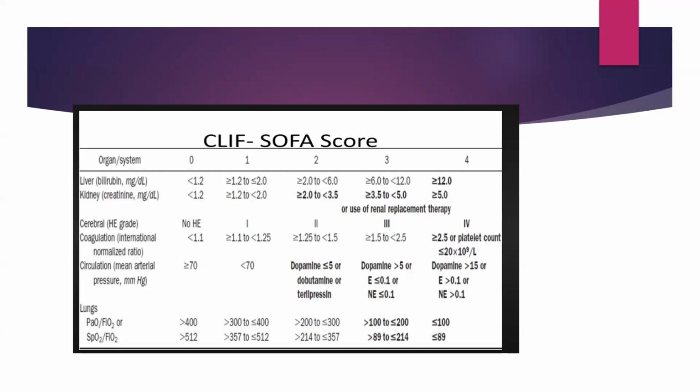Then creatinine: if the score is 0, then the creatinine should be less than 1.2. If it is 1, then 1.2 to less than 2. If it is 2, then more than 2 to less than 3.5. If it is 3, then more than 3.5 to less than 5, and for 4, more than or equal to 5, or renal replacement therapy.